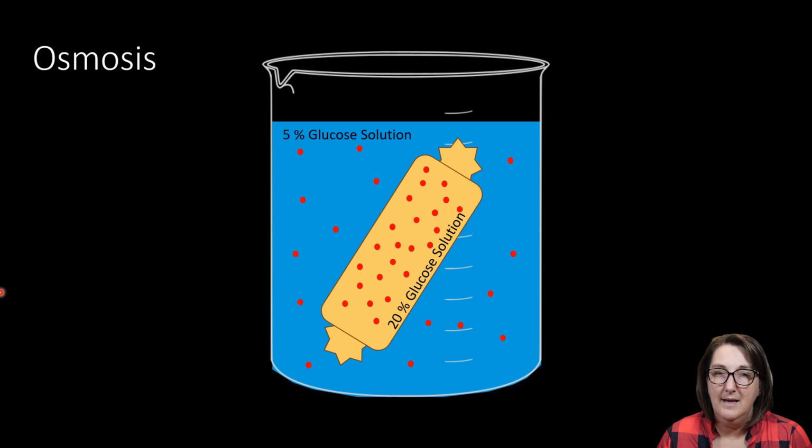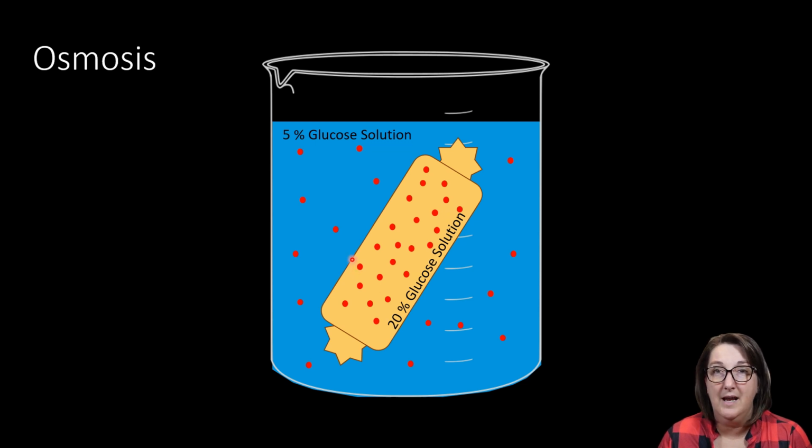So we've got to think about this a little differently. I have a 5% glucose solution. So if I have a 5% glucose solution, I'm going to have 95% water. If I have a 20% glucose solution, I'm going to have 80% water inside this bag. So remember, like water wants to go from where it's more concentrated to where it's less concentrated.